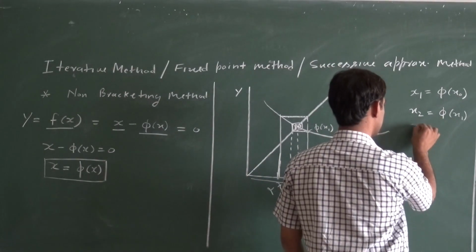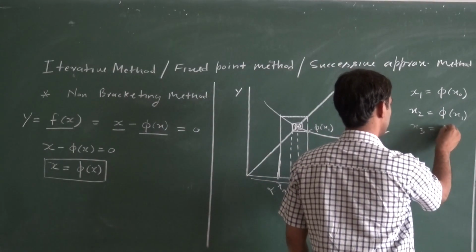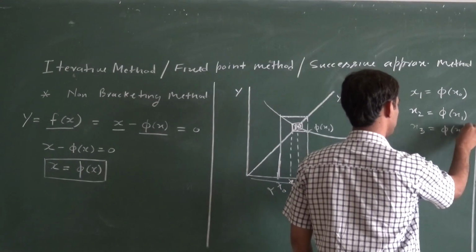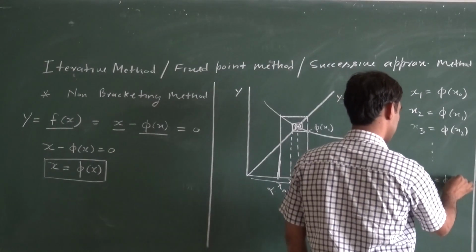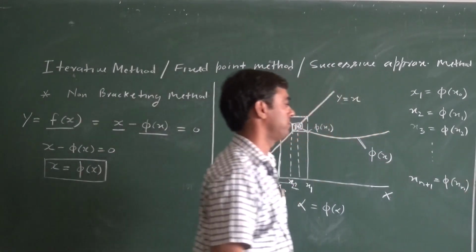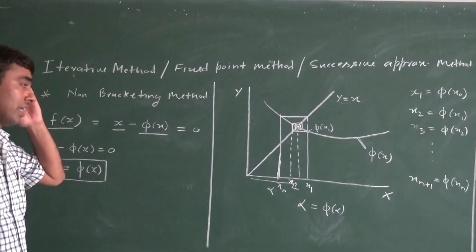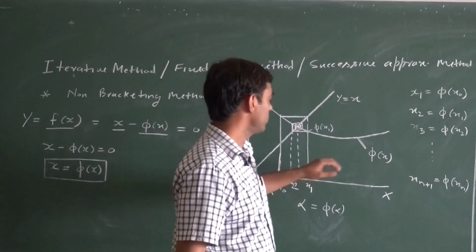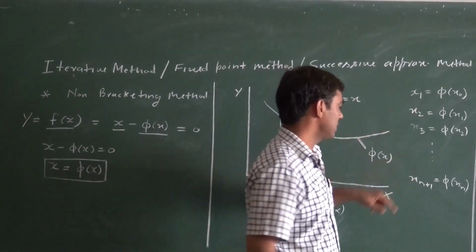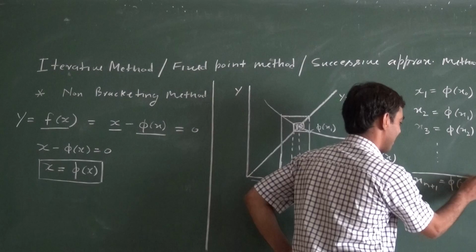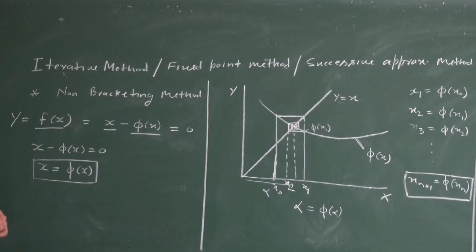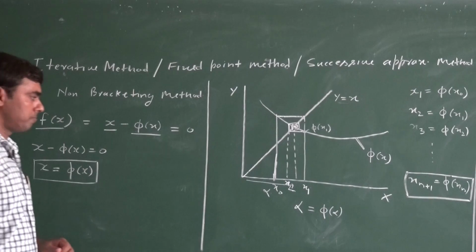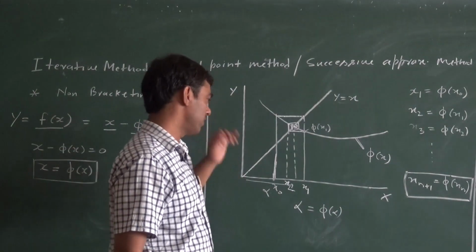So similarly, x3 equal phi(x2), and in general x(n+1) equal phi(xn). This is the iterative scheme of the fixed point method, successive approximation method, or iteration method. So this is the iterative method. So we start from any point.